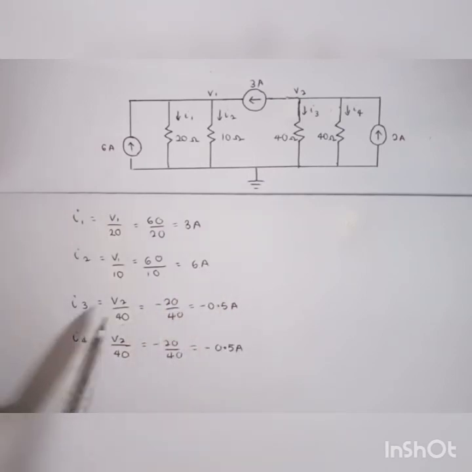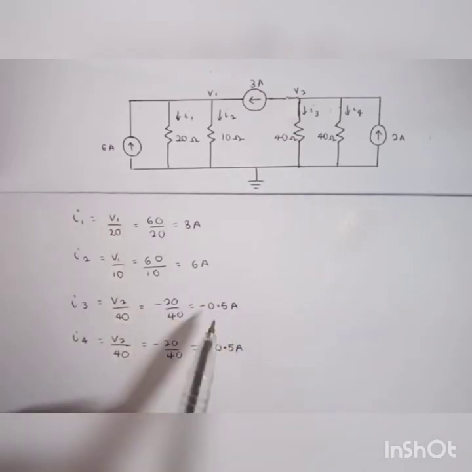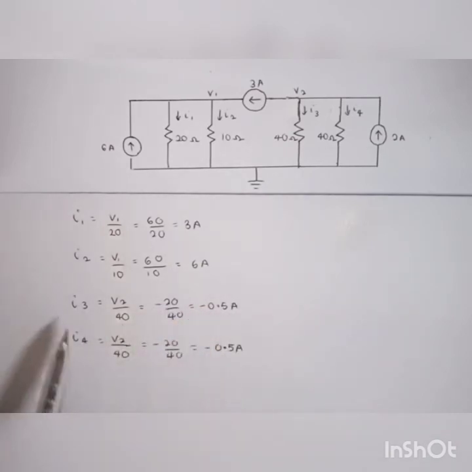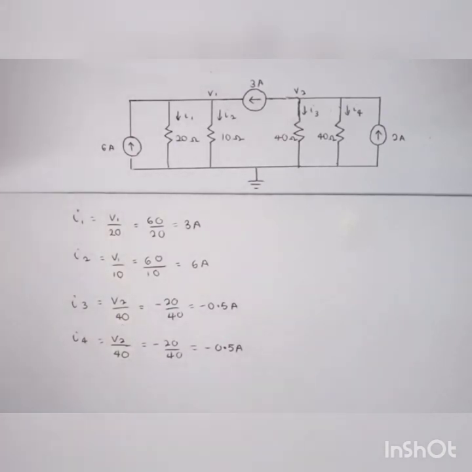While I3 is equal to V2 over 40, so we substitute the value of V2, which is negative 20, and we get the value of I3 as negative 0.5 ampere. Same as I3, I4 is equal to V2 over 40, so we get the value of I4, which is negative 0.5 ampere. The negative sign here indicates the current is flowing in the opposite direction with respect to the indicated current in the figure. So I think that's all from us.